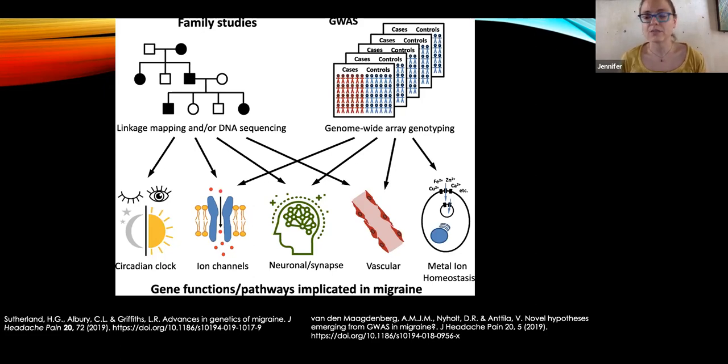And this figure comes from a paper where they were saying, hey, there's more than 40 genes that are implicated in migraine. And she's right. A bunch of those genes have something to do with the vasculature, and a bunch of them have something to do with how excitable neurons are. So metal ion homeostasis, neuronal synapse, and ion channels, all three of those things play into how easy it is to get neurons excited and for them to activate each other in the brain.